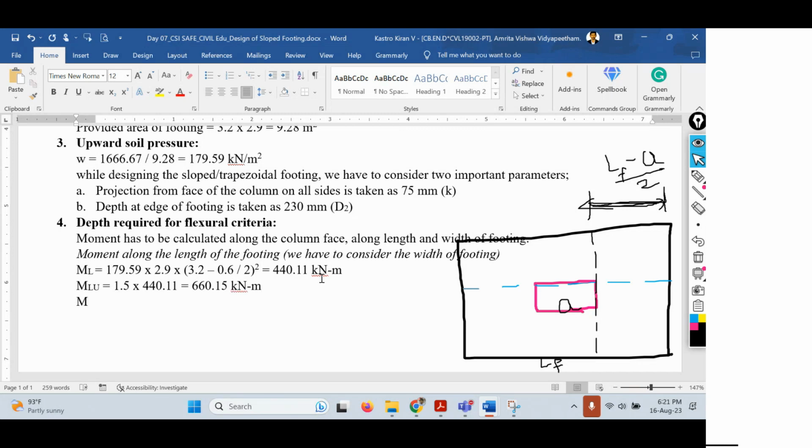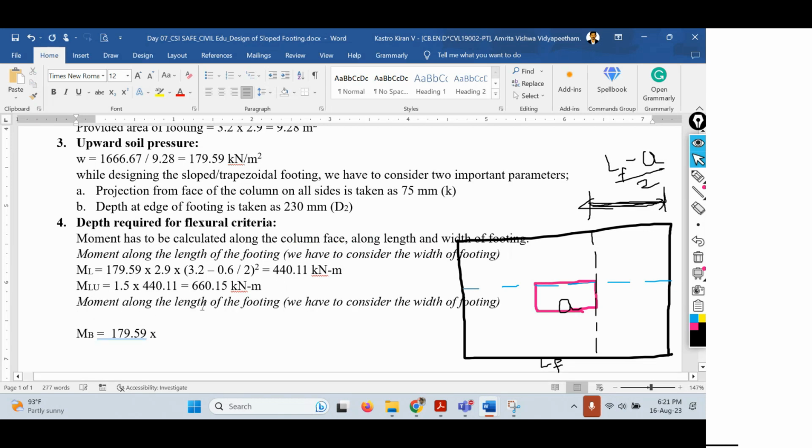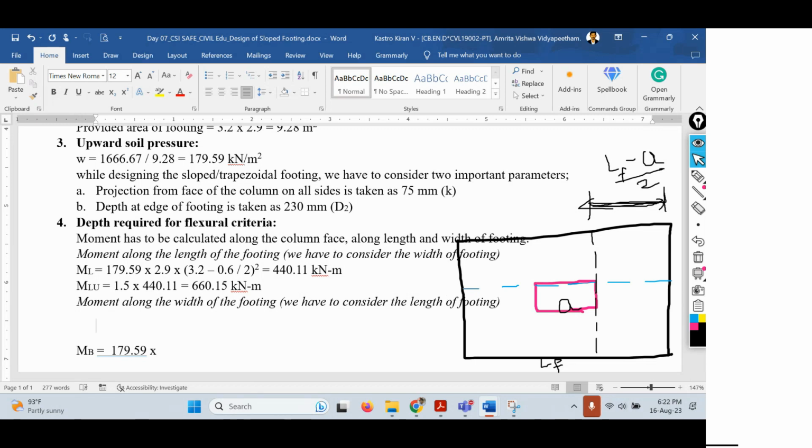Now similarly, we have to calculate the moment along the width as well. So how to get the moment along the width? The moment along the width equals the upward soil pressure, that is 179.59, into... When you are calculating the moment along the width of the footing, we have to consider the length of the footing. So MB equals the upward soil pressure into the length of the footing.